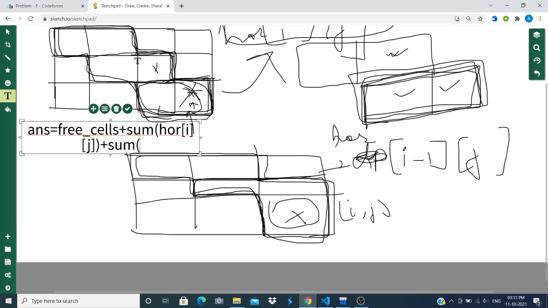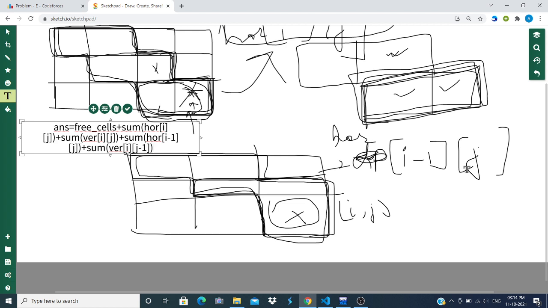Similarly we can also add the sum of vertical of ij, right? And then for every cell, we also add how many horizontal staircases are possible which follow this pattern. I know that number will be equal to horizontal of i minus 1, j minus 1. So I will also add the sum of horizontal of i minus 1, j. And similarly we also add vertical of i, j minus 1, right?